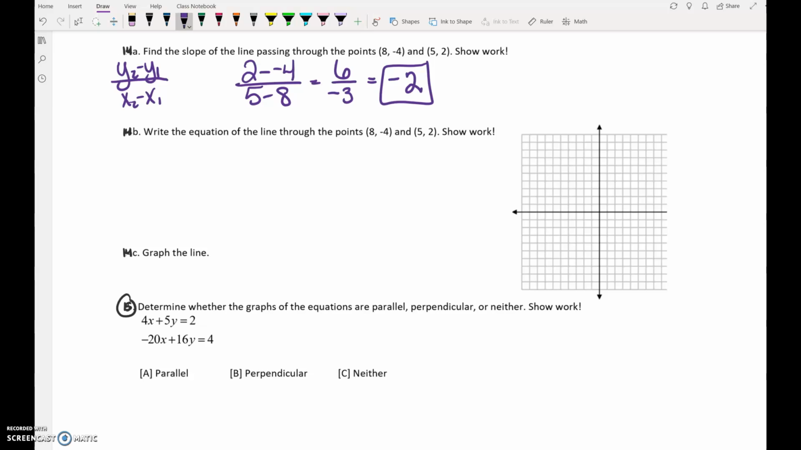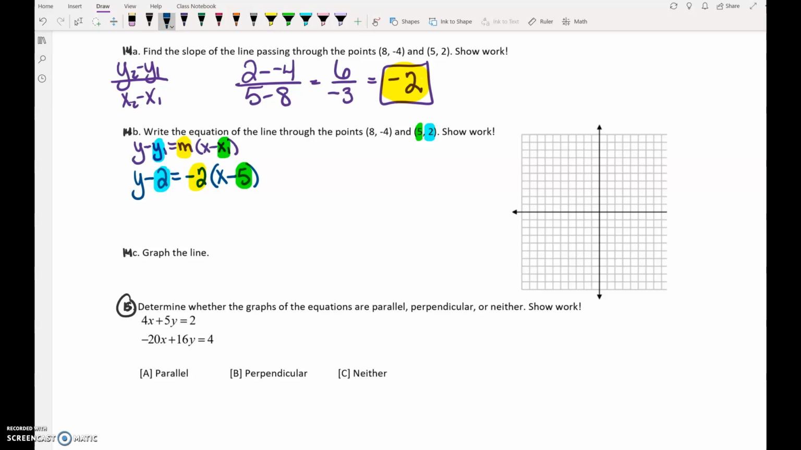Then you need to write the equation for the line. This is using point-slope form. For point-slope form, you need the slope, which we just found in part A. You also need the x value of a point. You can pick one of these points. I'm going to pick the one that's positive, and the y value of that point. So to fill this in, we would do y minus 2 equals negative 2 times x minus 5. And let me go in and highlight those again so you can see where those numbers came from.